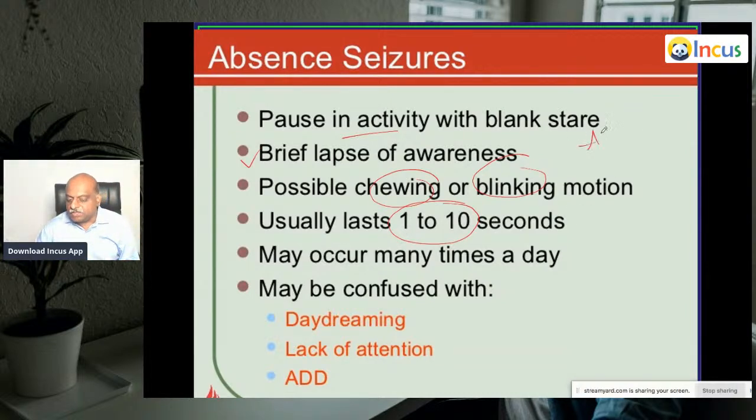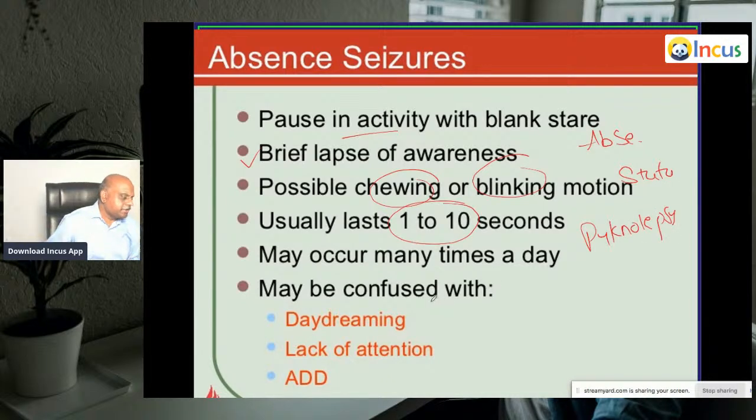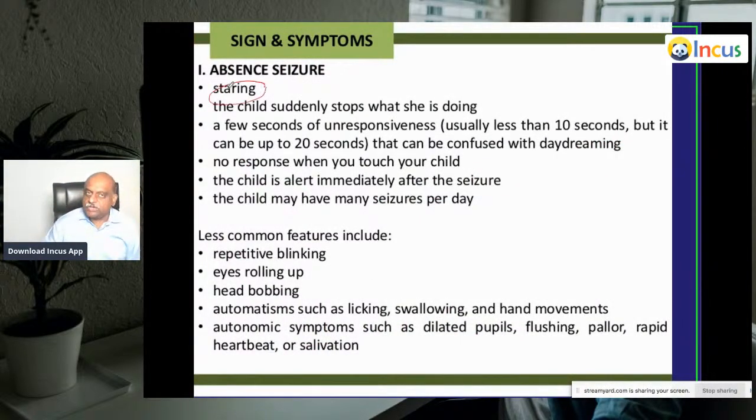So whenever absence seizures go into status, what do you call it? Pycnolepsy. It's called pycnolepsy. A lot of times the teacher will say, "Hey Ramu, what are you doing? Why don't you pay attention? Are you an attention deficit child?" And it can be mistaken for daydreaming. So they are the differentials for absence seizures. Staring, the child stopping what she is doing, like a standstill, and a few seconds of unresponsiveness, usually less than 10 seconds, confused with daydreaming. During the absence seizure, if you hold the child and happen to shake him, there will be no response. But once the seizure is over, immediately he becomes alert.